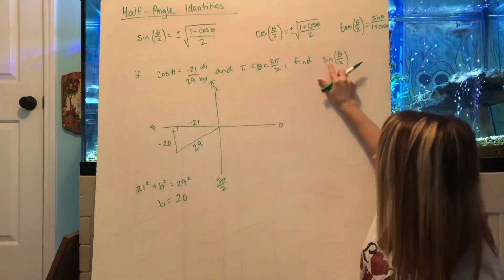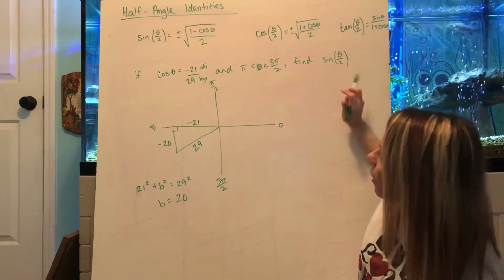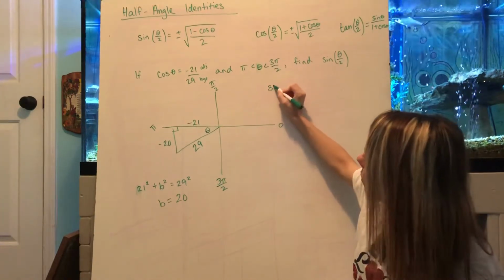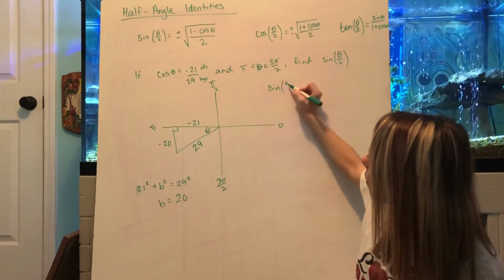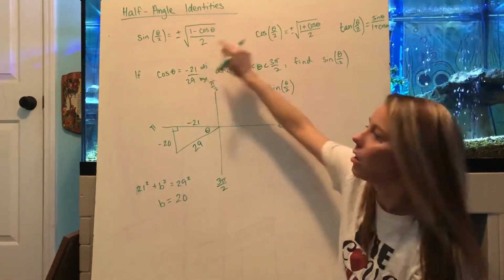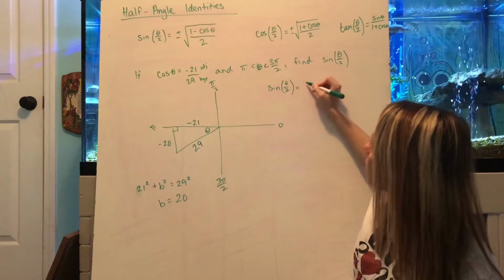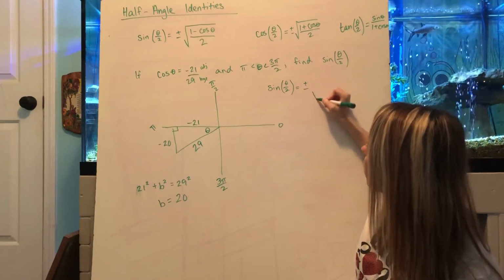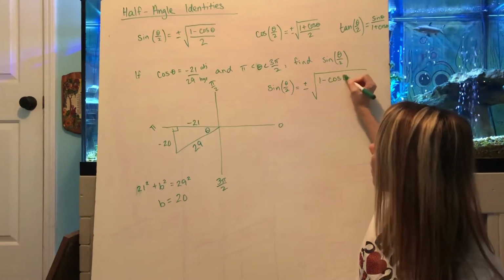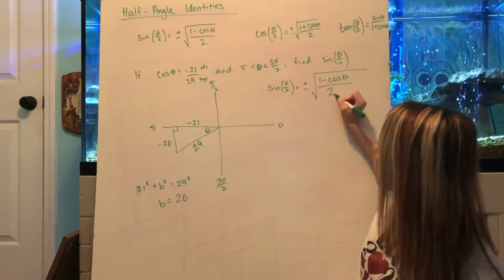And now we want to find sine of theta over 2. So here's our theta. Sine of theta over 2, we need to follow this formula right here, equals plus or minus the square root of 1 minus cosine theta over 2.